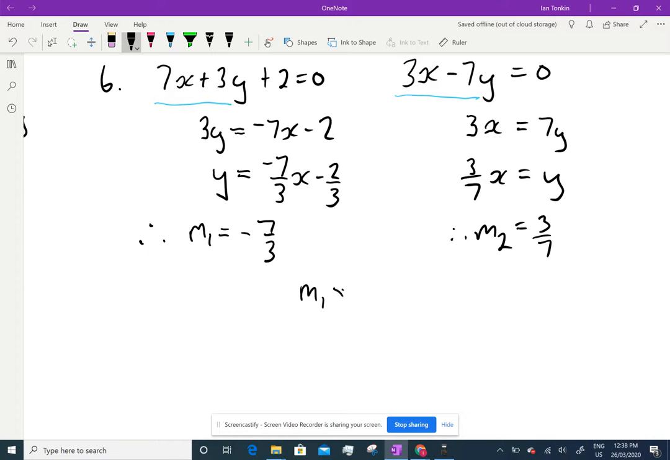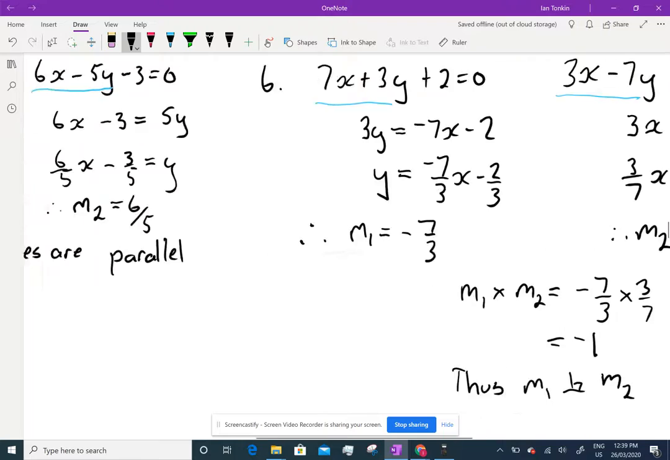m1 times m2 equals negative 7 on 3 times 3 on 7, which equals negative 1. Thus, m1 is perpendicular to m2. Because that's a rule. The gradients have got to multiply by each other to equal negative 1.